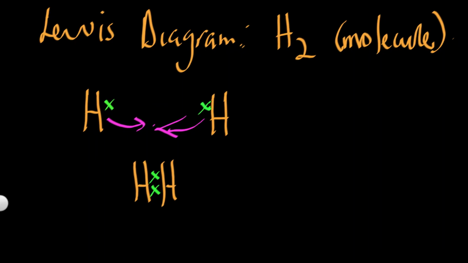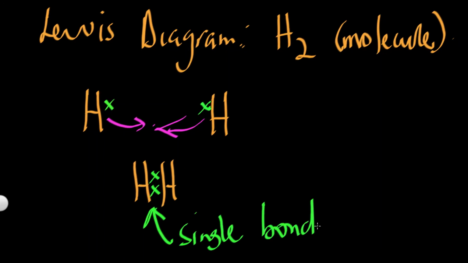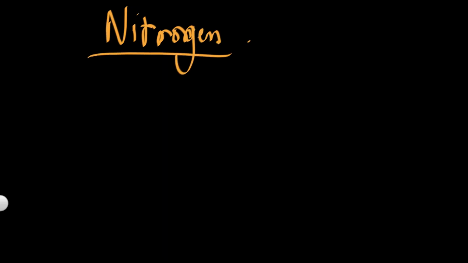That is it. This is just a single bond. That's a single bond. And then let me go to another very interesting one. This one is nitrogen. So the Lewis structure for nitrogen is quite challenging to many people. I'll start by drawing the nitrogen itself. This is the nitrogen atom.